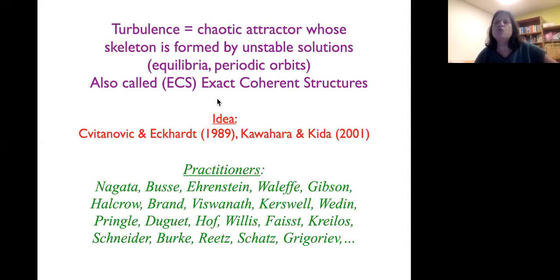Practitioners, by that I mean people who found equilibria and periodic orbits, unstable solutions, experimentally and numerically, and then tried to track turbulence by interpreting it in this way. And I will show you some pictures of that.